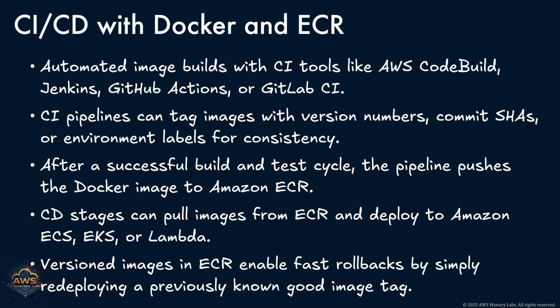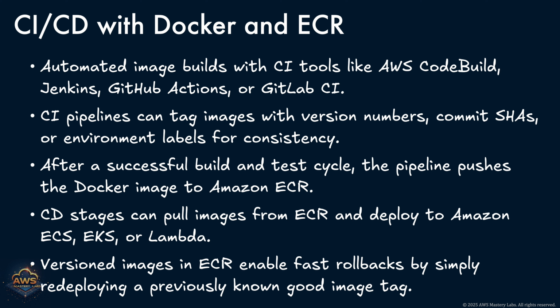Modern DevOps workflows rely heavily on seamless, automated pipelines, and Docker combined with Amazon ECR fits right into that ecosystem, empowering teams to build, test, store, and deploy containerized applications with confidence and speed. In a typical CI/CD flow, everything begins in the continuous integration (CI) phase. Here, tools like AWS CodeBuild, GitHub Actions, Jenkins, or GitLab CI are triggered by code changes, such as a commit to the main branch.